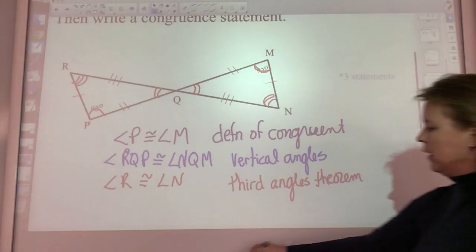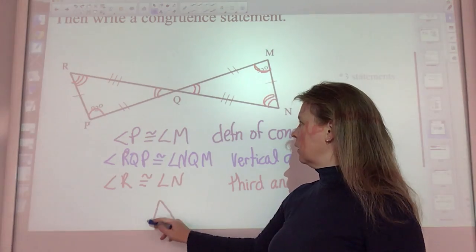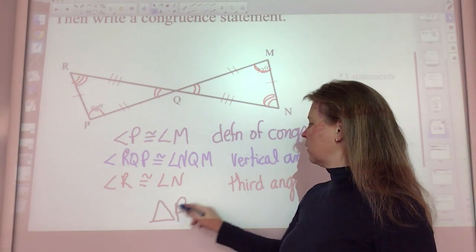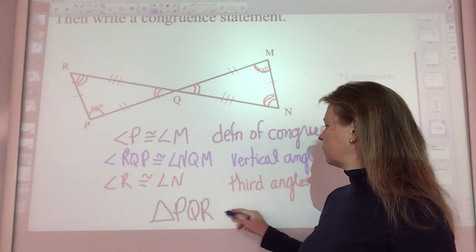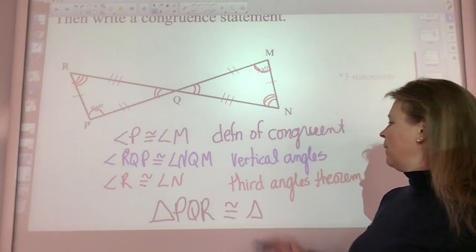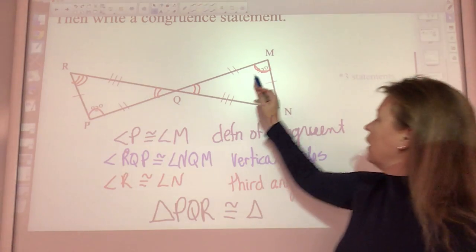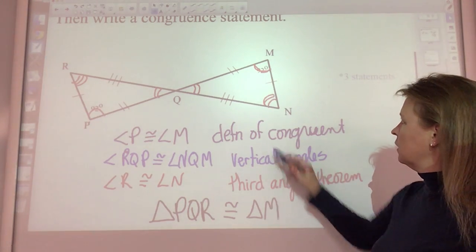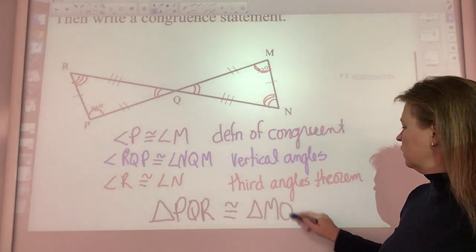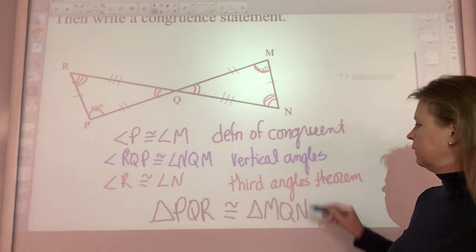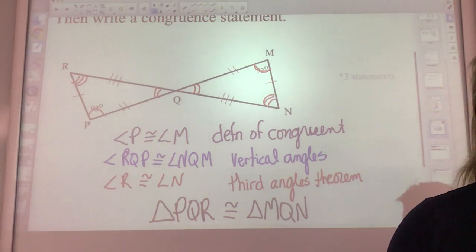Now it says go ahead and write a congruent statement. Triangle. Pick it whatever you want. I'm going to call it triangle PQR. Why did I so happen to choose PQR? Because I went single, double, triple. So over here I have to go single, M, double, Q, triple, N. There's my congruent statement.